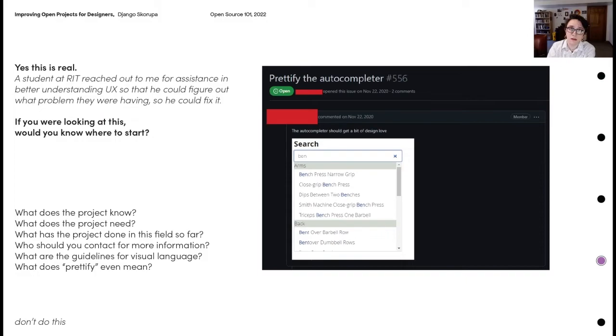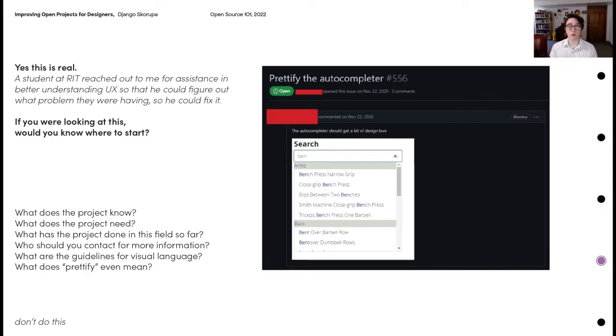What does prettify mean? What is design love in relation to the auto-completer should get a bit of design love? When I look at the search feature, I can see that they've already got a color for the autofill. I can see that they've already got a color for sections in the automatic results. And I can see that they've already got some Web 2.0 graphic in that closeout symbol in the search bar. What are they looking for?